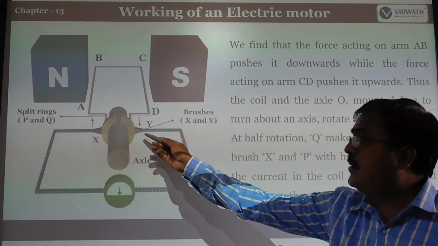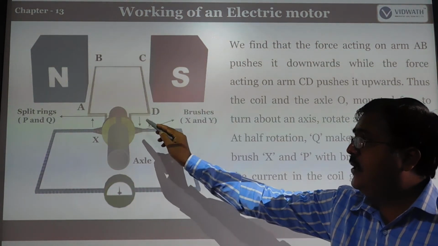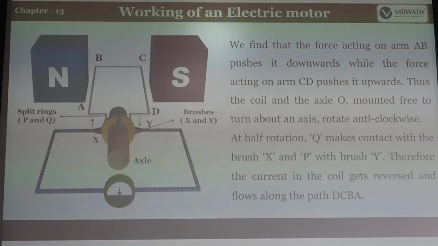Then what happens? This half rotation can be called as follows: Y should be passed on to X, then the arm AB should be going downwards. You can see it should be rotated in the anti-clockwise direction. That is what can be called the half rotation. Q makes contact with the brush X.